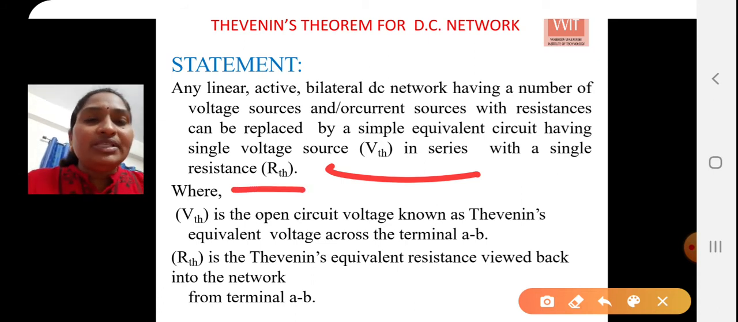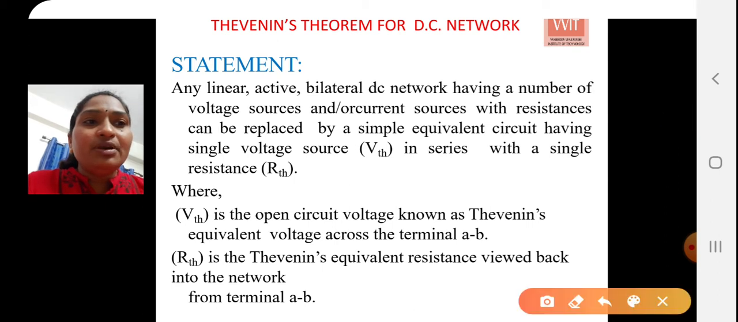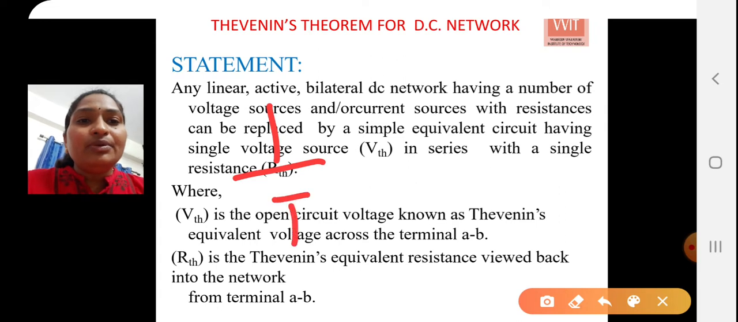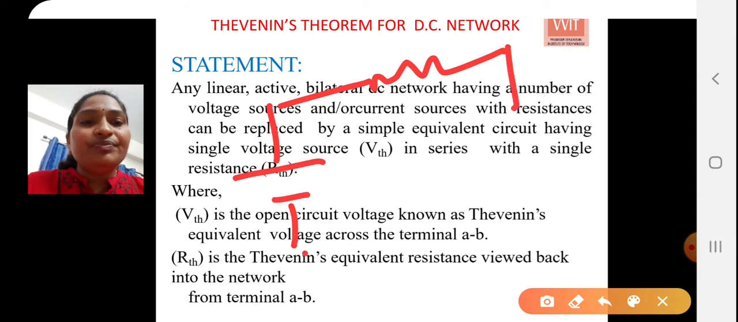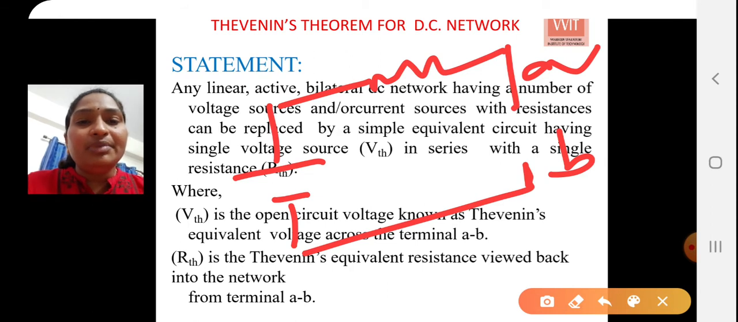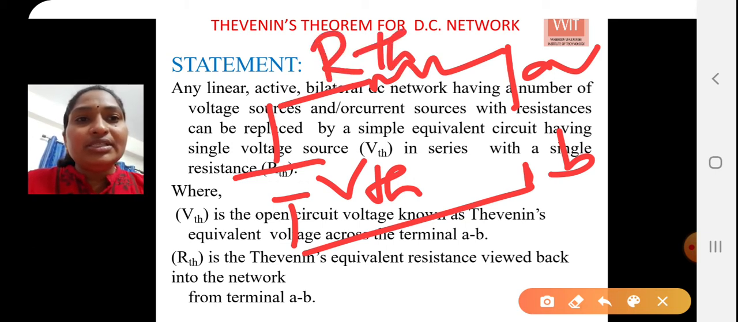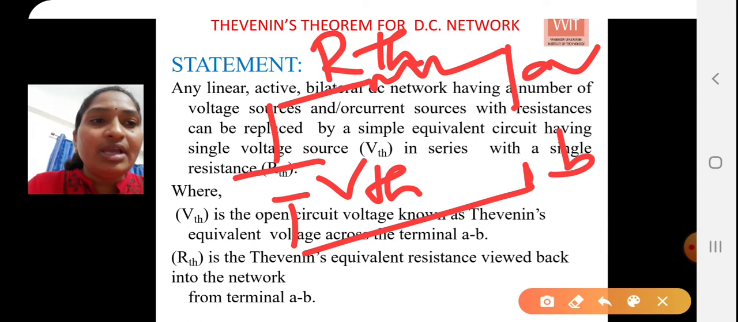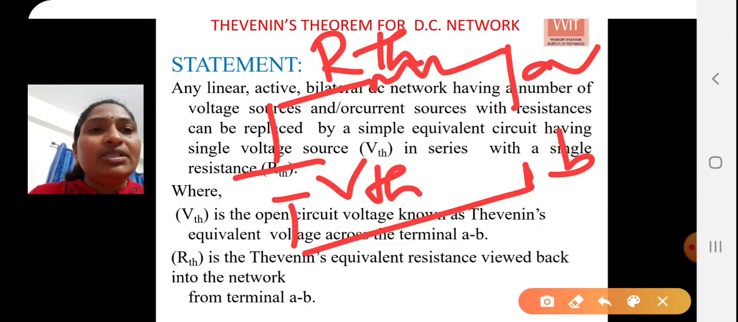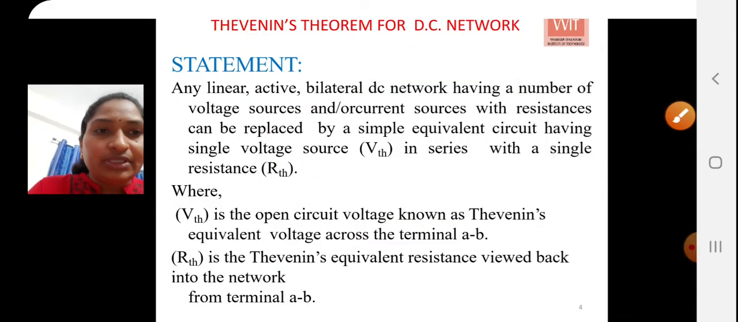So this theorem states that any complex network can be replaced by a simple equivalent network which consists of a voltage source in series with resistance, across the two terminals of the network A and B, where that voltage source is V Thevenin, called Thevenin's voltage, and a series resistance is called Thevenin's resistance, denoted by RTH. So any complex network can be replaced by this simple equivalent network.